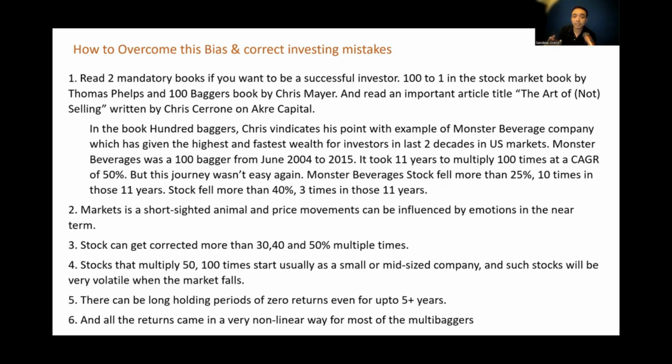Stocks that can multiply 50, 100 times usually start as small or mid-sized companies, and such stocks will be very volatile when the market falls. So if you want a multi-bagger, the pain of creating huge wealth is going through these turbulent times. There can be long holding periods of zero returns, even up to 5+ years. Netflix and Tesla did not return anything for 7-8 years, and then gave a 100 bagger. So this is normal, because stock market returns are sporadic in nature.